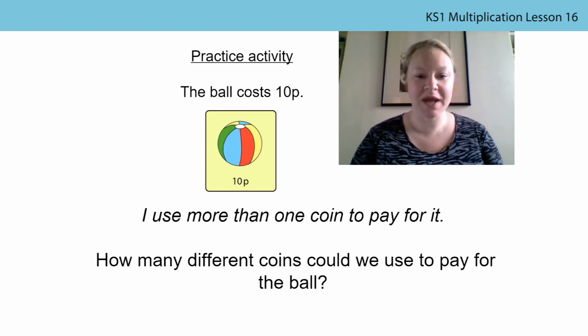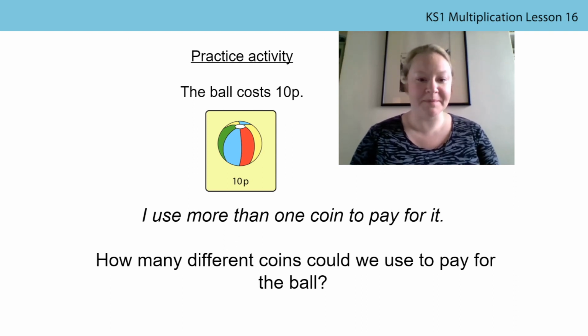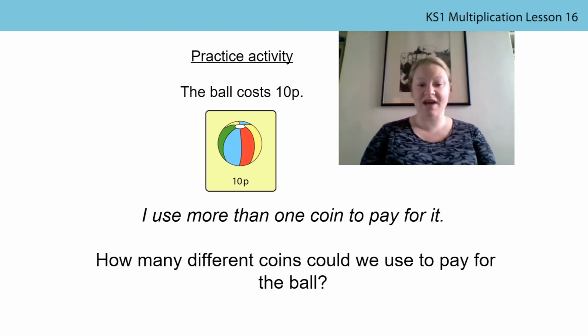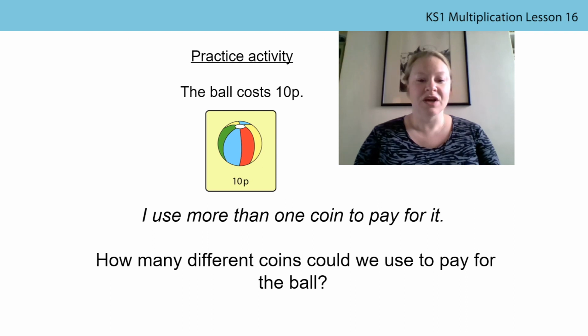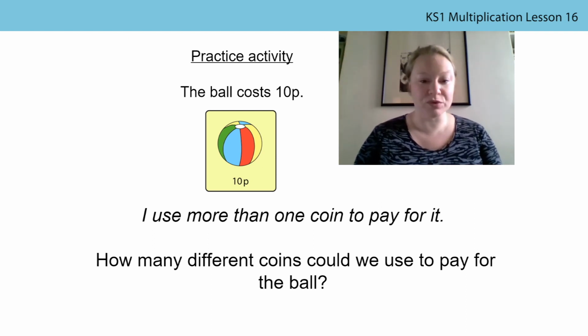We're going to start by looking at the practice activity that we finished the last session with. Okay, so we had a ball and it cost 10p. The statement underneath says, I use more than one coin to pay for it. So we're going to think about how many different coins we could use to buy the ball. I'm sure you've got some ideas down on paper and we're going to have a look at those now.